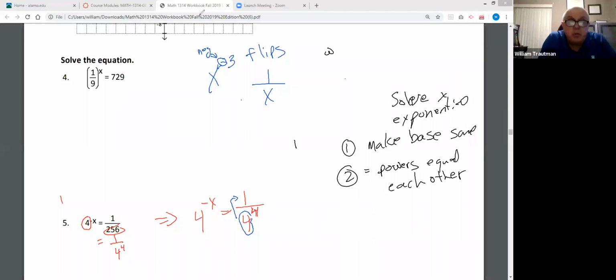The power of 3 is still attached to the x. The negative just flips it to the bottom. If I had 1 over x to the negative 2, this negative power now flips it. It brings the x to the top, but the power of 2 is still attached. Once you bring it to the top, once you flip it, the negative sign disappears.